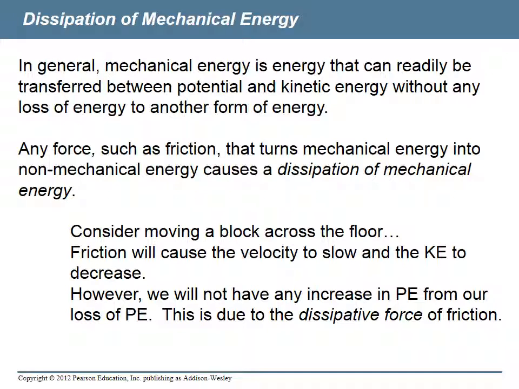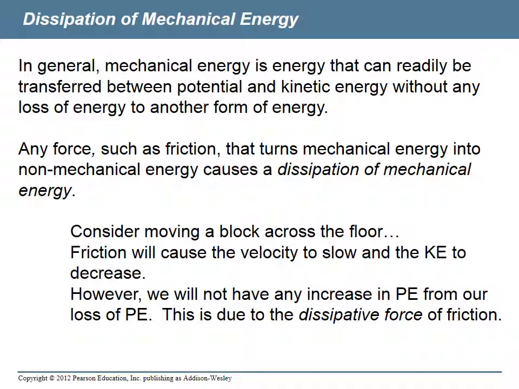But it didn't go up. It didn't compress against a spring, and it didn't move up in height. So we didn't get any elastic potential energy out of it, and we didn't get any gravitational potential energy out of it, right? This is because friction has dissipated the mechanical energy.